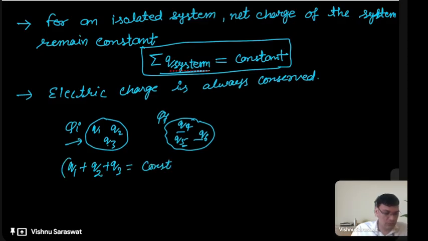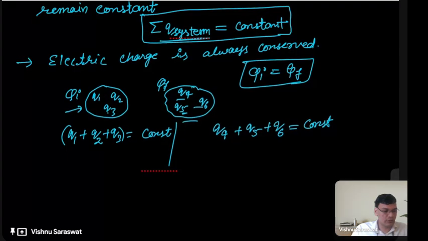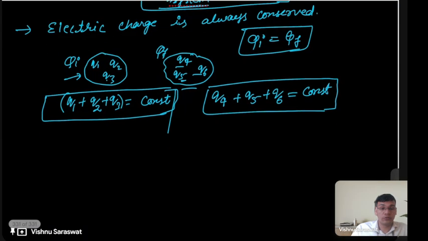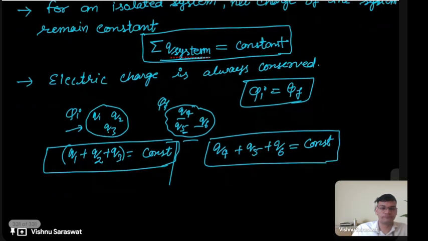Okay, Q1, Q2, Q3, and the other Q final. We can say the Q initial is always equal to Q final. Another thing here is Q4, Q5 plus Q6, this is also constant. So both the bodies have equal charges if they are isolated bodies, or they always follow that the charge remains constant.